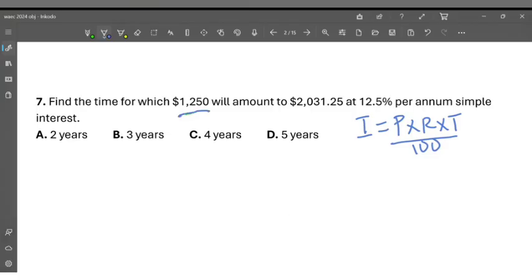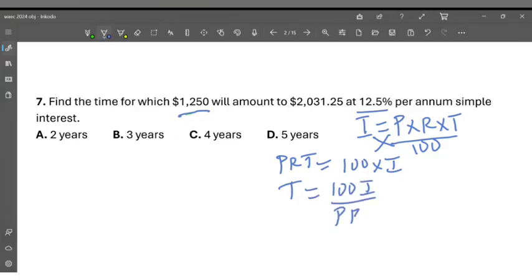We are given the rate, 12.5. So all we need to do is to make T the subject of the formula first of all. Doing that, I'm going to first of all cross multiply, and I have that PRT is equal to 100 times I, which is the interest. If I divide both sides, T will be equal to 100I all over the principal times the rate.